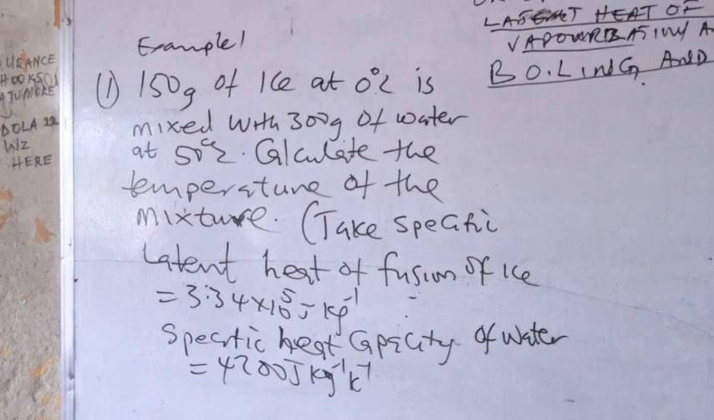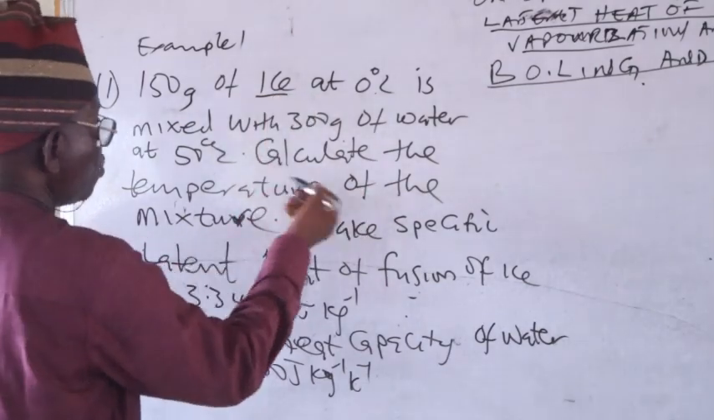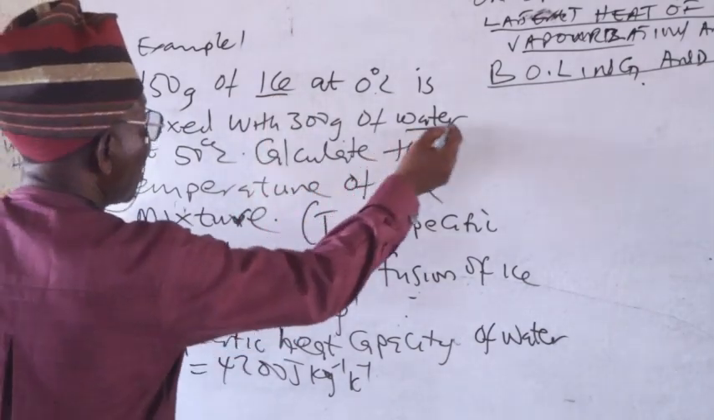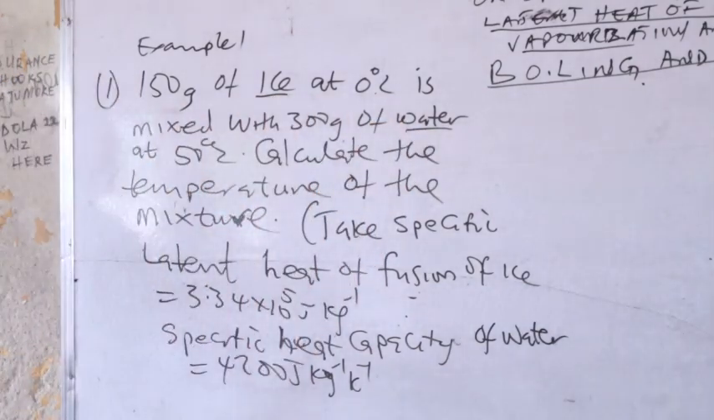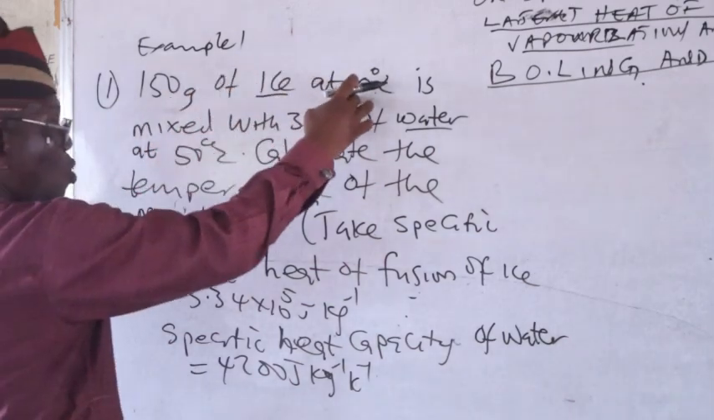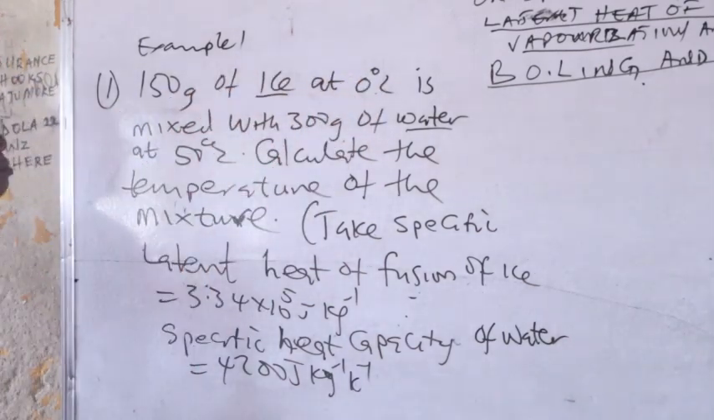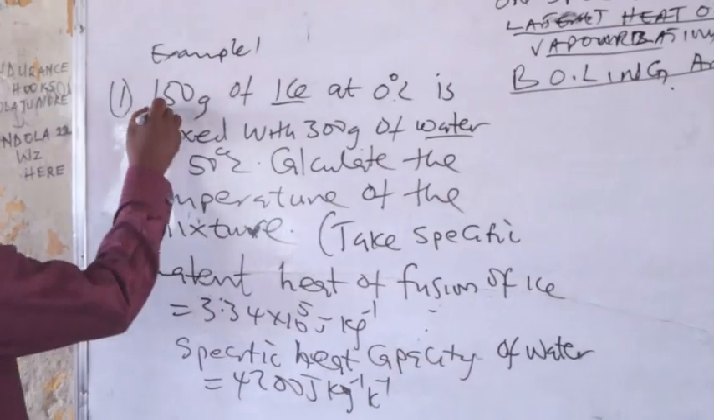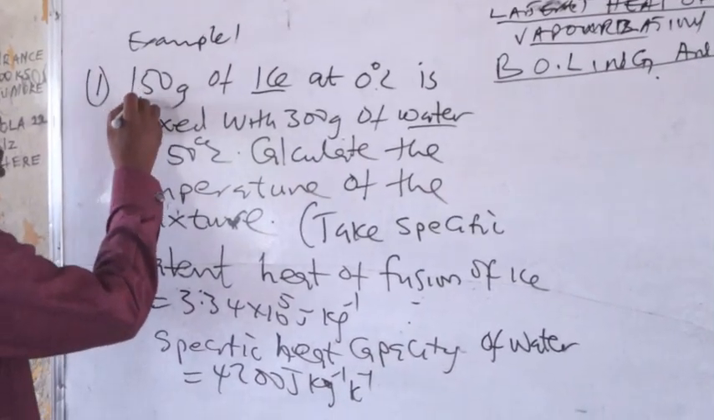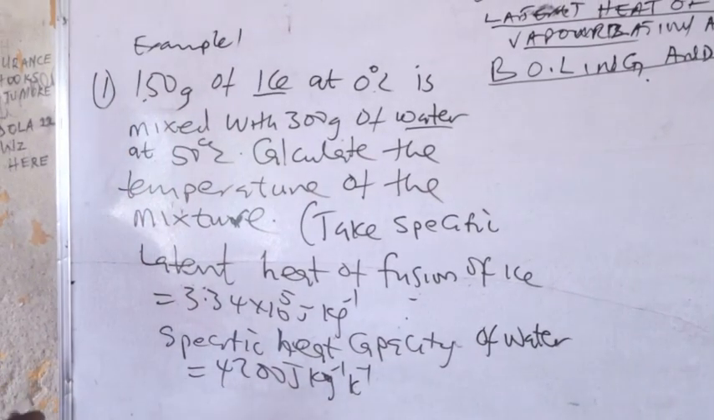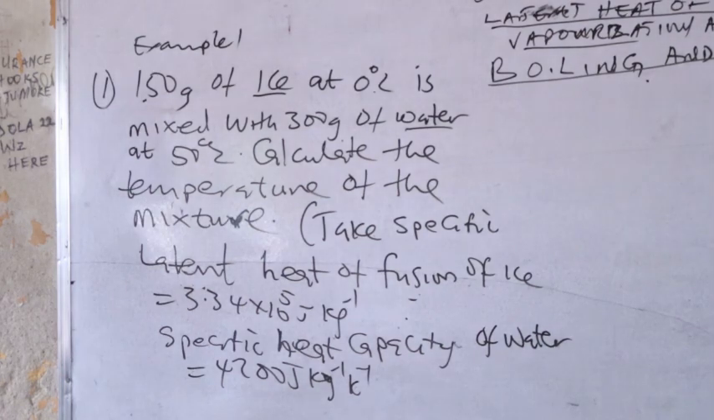So as it is, this is simpler. We are having just 2 things here: the ice block and the water. Ice was at 0, water was at 50. Mass of water was given, mass of ice was given. What did they need? The mixture temperature.